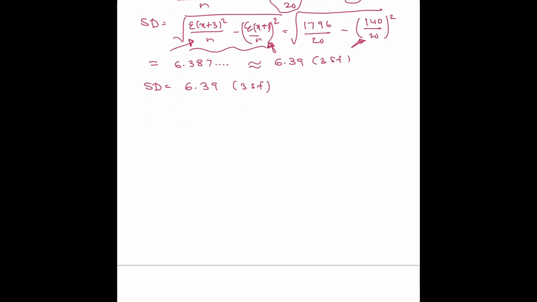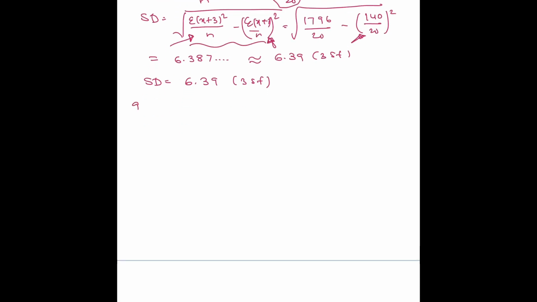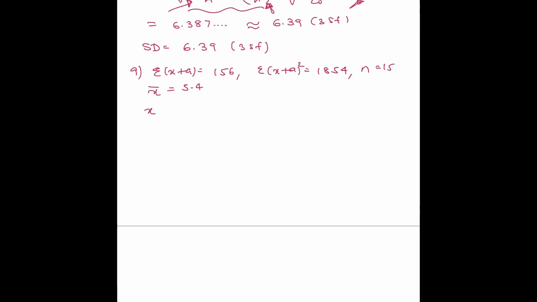Number 9 now. For a set of 15 data sets, sigma (x plus a) is 156, sigma (x plus a) squared is 1854. N is 15. The mean x bar is 5.4. Find the value of a and the standard deviation.